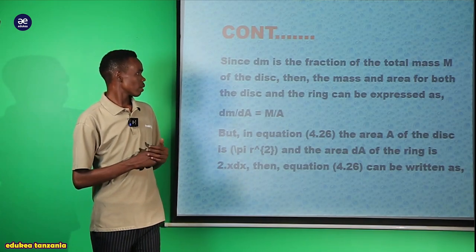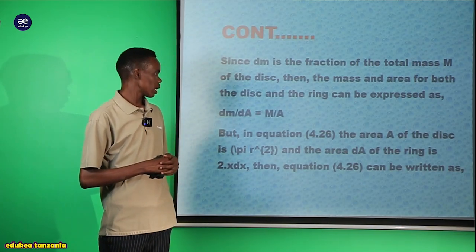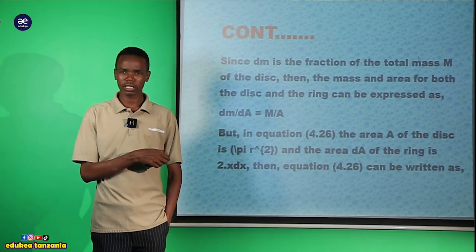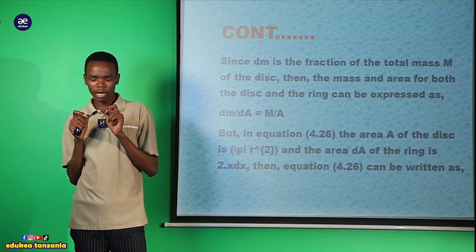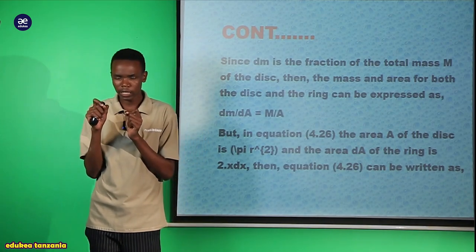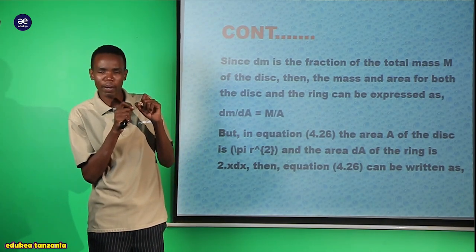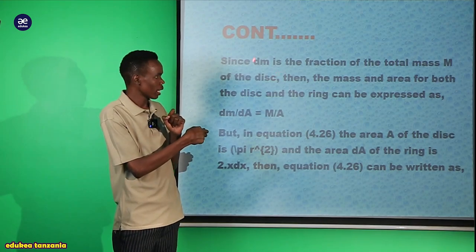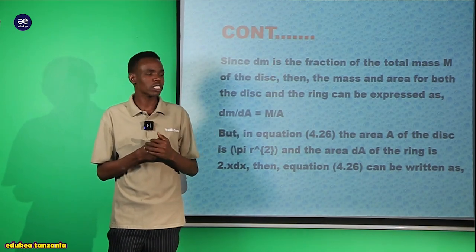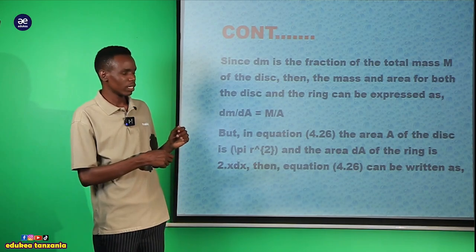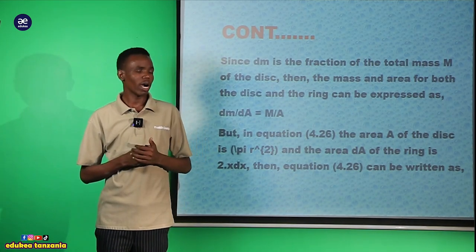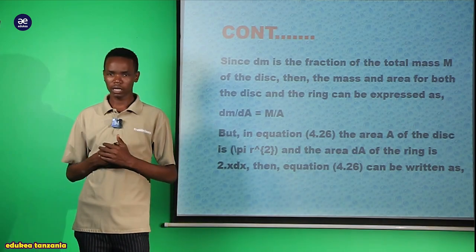So my dear student, let us recall that since dm is a fraction of the total mass, we should consider that all the particles found inside the ring consist of small particles, which we call dm, which we see here. So dm becomes a fraction of the mass of the disk. Kwa huyu dm atasimama kama a fraction wa masses of the disk.